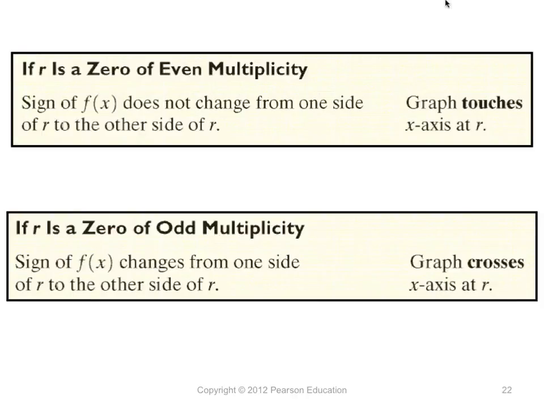This is something that's typically difficult for students to remember, but there's a nice little mnemonic device. If you just remember the movie E.T., you'll remember that even touches. So E.T., even touches, and then you're left over with odd and crosses, so those go together as well.